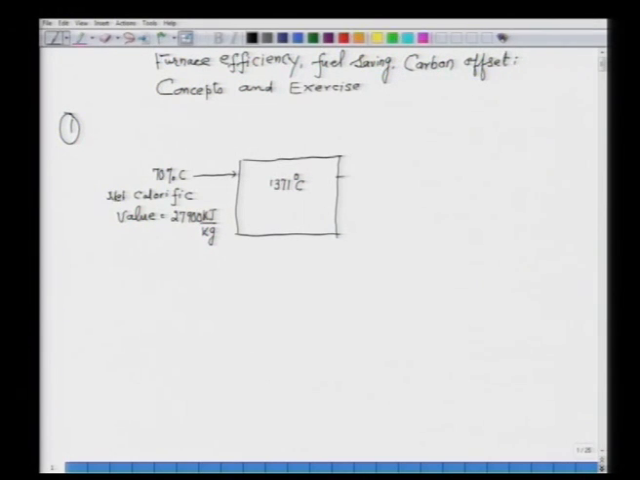Now, the composition of the flue gas is also given. This is called either products of combustion or flue gas. The composition is given: it has 7% oxygen, 5% H2O, 12% CO2, and 76% nitrogen.